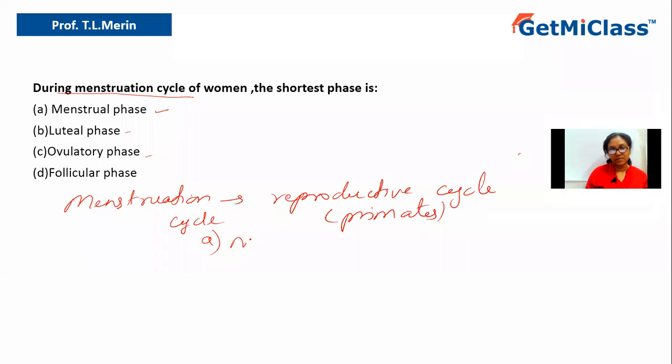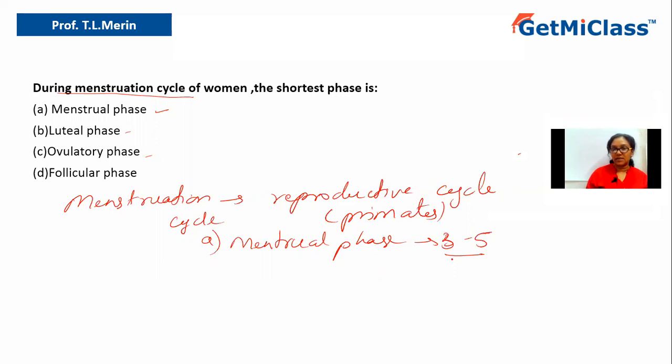The first phase is called the menstrual phase, and this menstrual phase will last for 3 to 5 days, depending upon the body condition and the hormonal level. Once the previous cycle gets finished, the next cycle will start with the menstrual phase. So it is considered the first phase, but it is only once the previous last phase gets finished that it enters the menstrual phase.